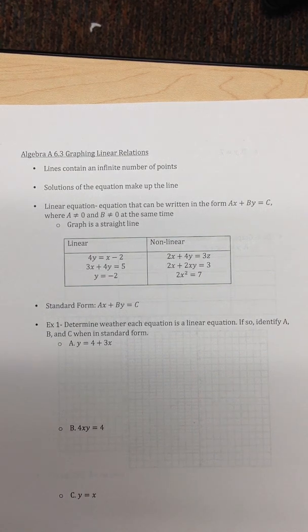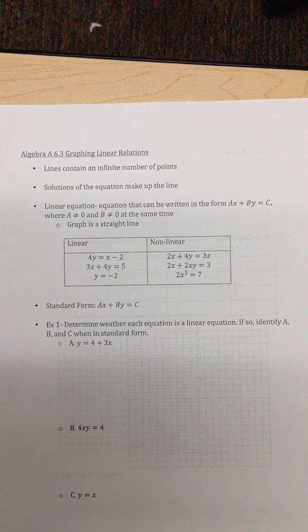This is section 6.3, graphing linear relations. Okay, so we've been talking about lines and points on a line, and what we're going to talk about today is actually coming up with our own points to graph on a line.